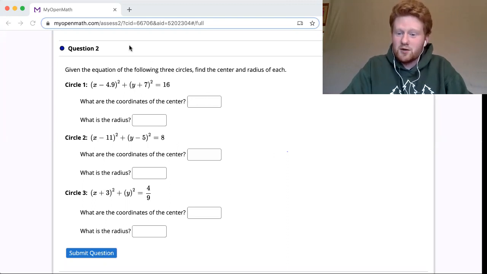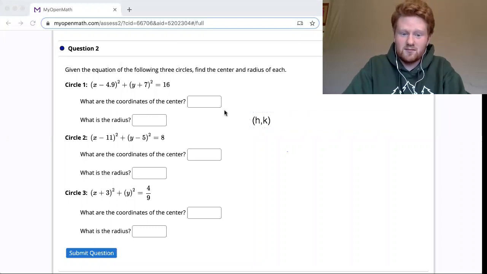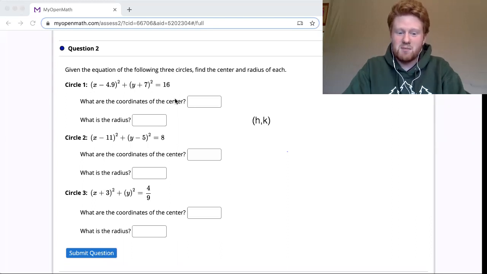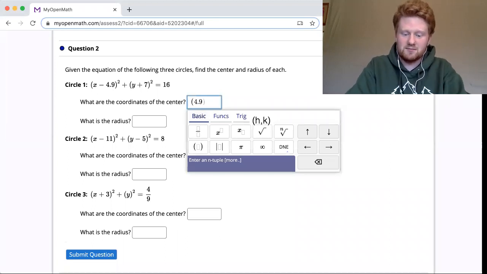And remember, those letters we use for the center are h, comma, k. Let me write that here, h, comma, k. That's what we call the center. And in our equation for the circle, we have x minus h. So here we see x minus 4.9, so h must be 4.9.